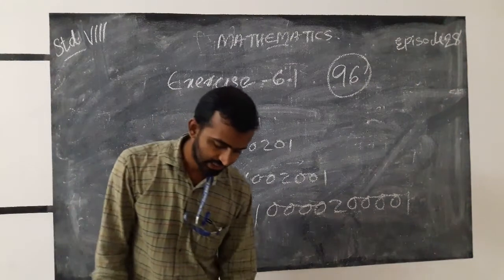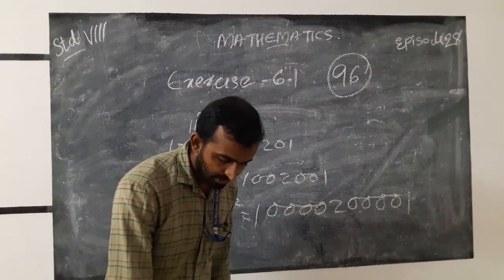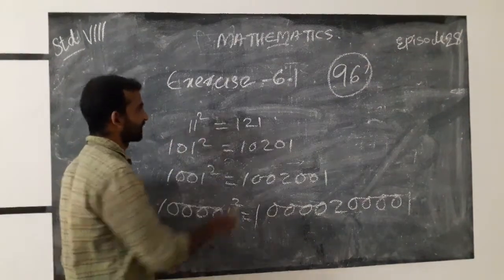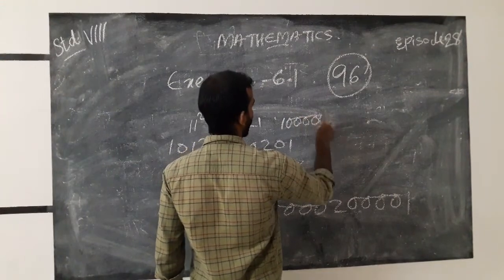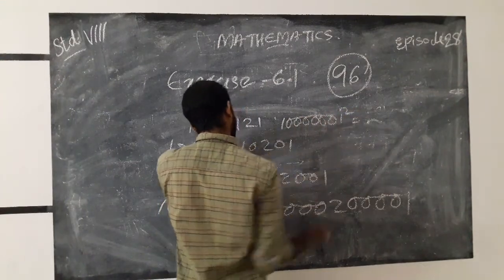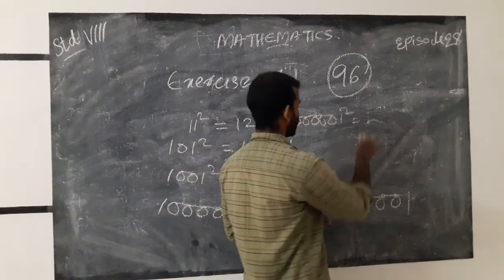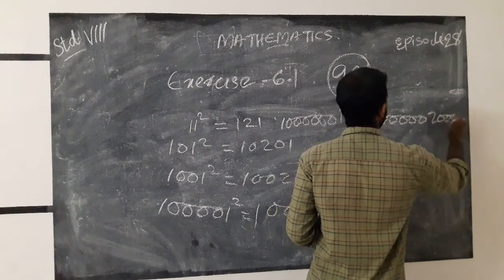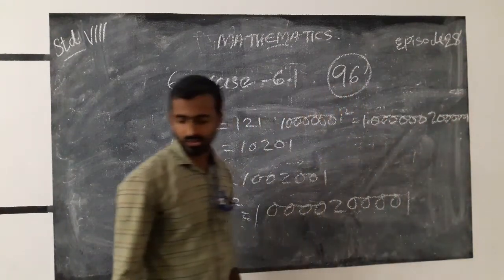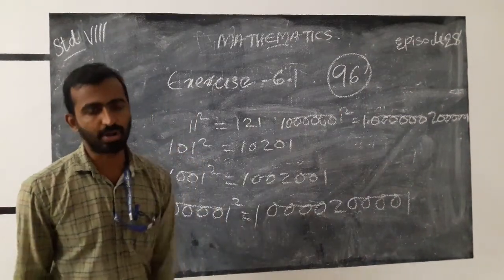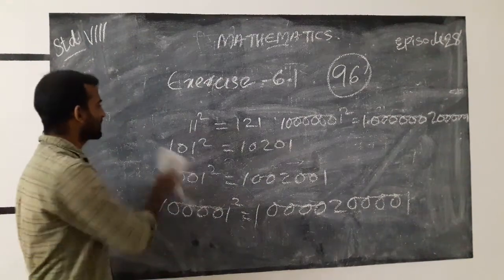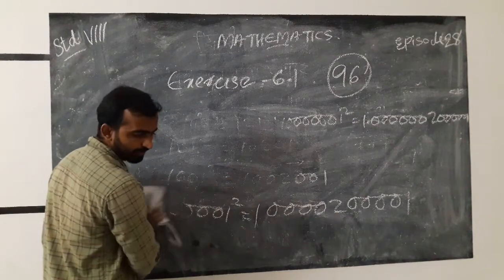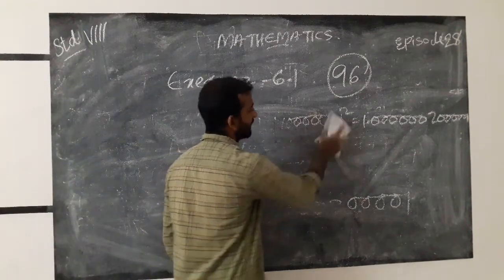Easy. And in the next one, there are 6 zeros. What is the answer? The answer is 1, then 0 six times, then 2, then 0 six times, then 1. That is the answer. And the fifth question is for your homework. You can find the pattern.